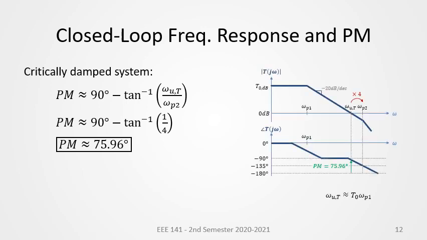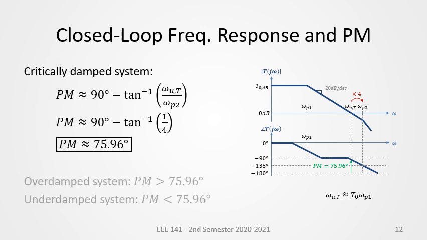The situation can be visualized in terms of the frequency response shown. The second pole of the loop gain is 4 times the unity gain frequency, and the phase margin, as measured at omega u, is around 75.96 degrees. We can then identify that for an overdamped system, we will have a phase margin of greater than 75.96 degrees, while an underdamped system, the one with complex conjugate poles, will have a lower phase margin of less than 75.96 degrees.